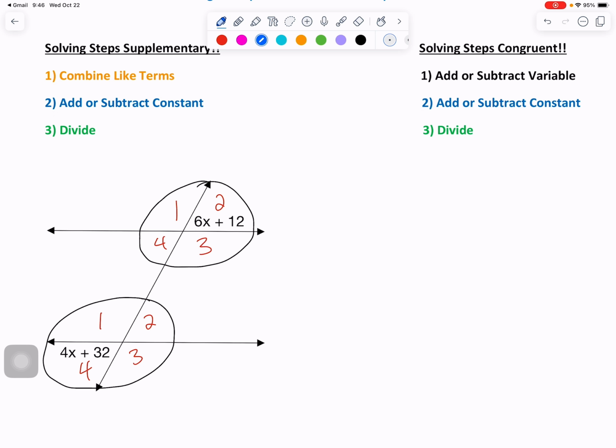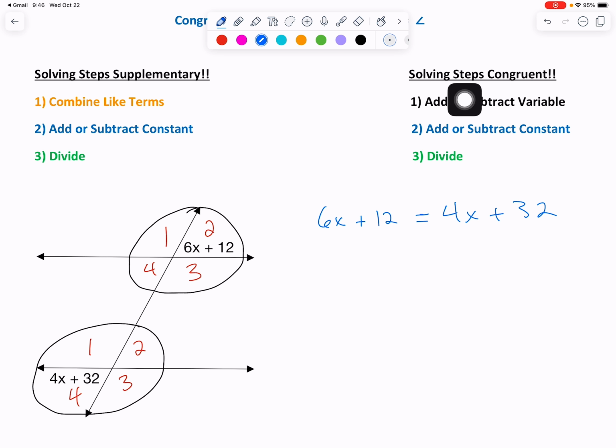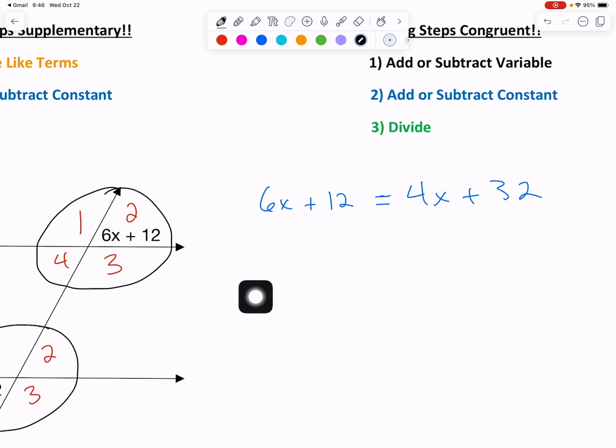And I wrote that in blue, so I will keep that in blue. 6x plus 12 equals 4x plus 32. I've also given you the steps to solve when congruent and when supplementary. So right here we will add or subtract the variable. I always like to take the term that includes a variable that has less value. So what has less value, the 6 or the 4? Wonderful. We will subtract 4x from both sides.